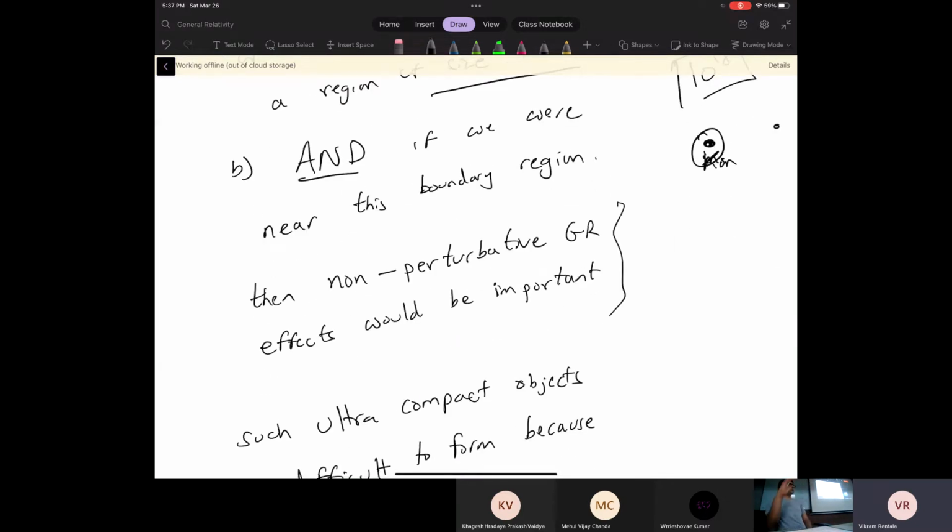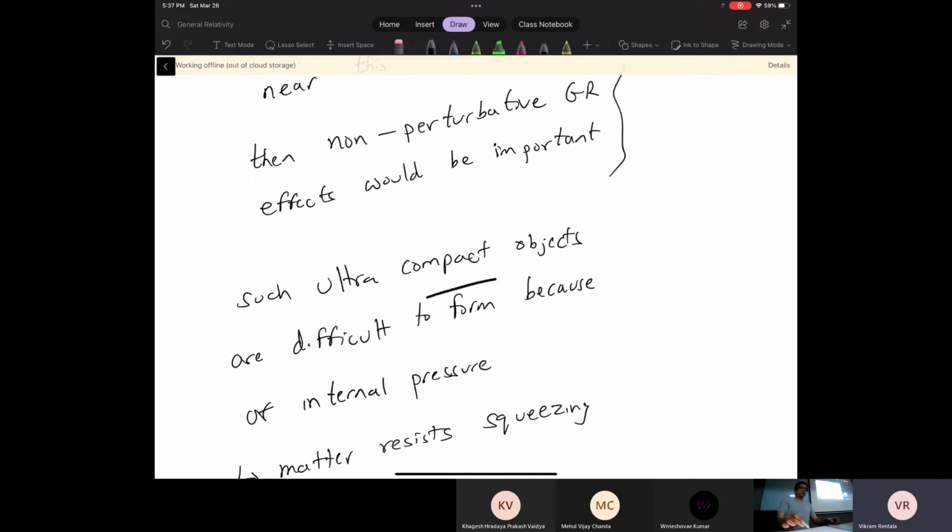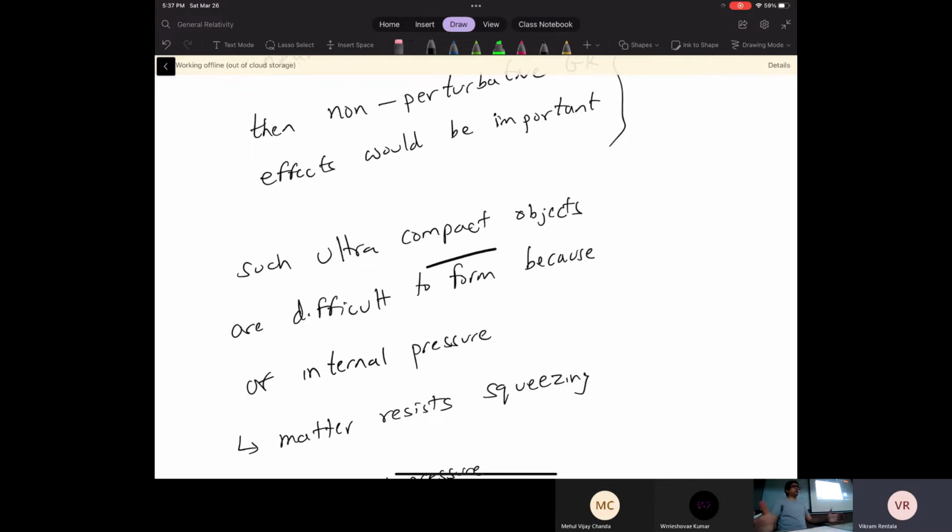Then non-perturbative general relativistic effects are important. Then Newtonian gravity is not a good approximation. So you have to be close to an ultra compact object with these ridiculously high densities for you to actually feel strong gravitational effects. Such ultra compact objects are actually very difficult to form in nature.